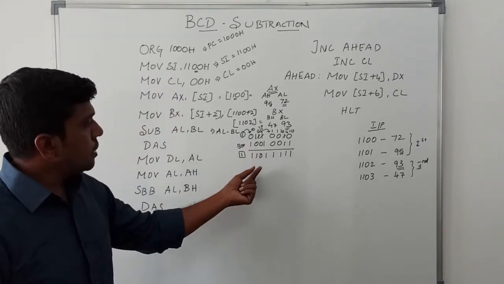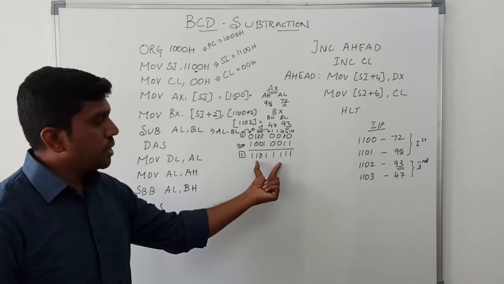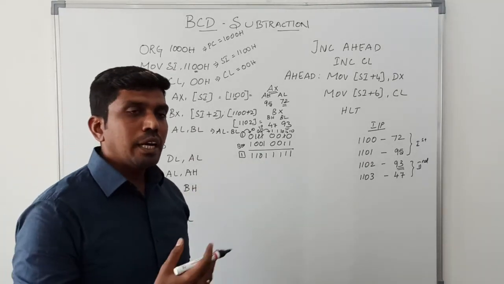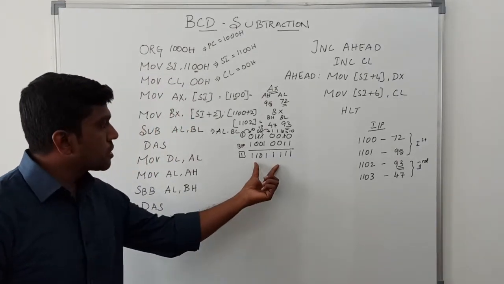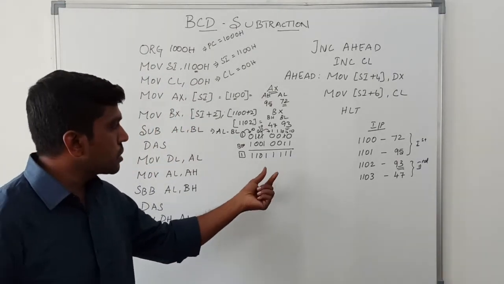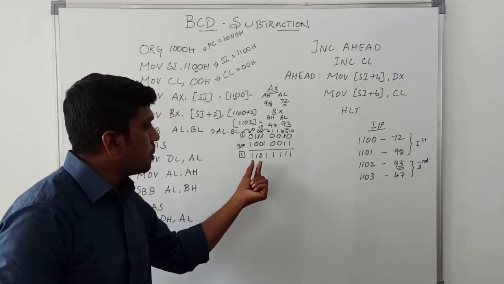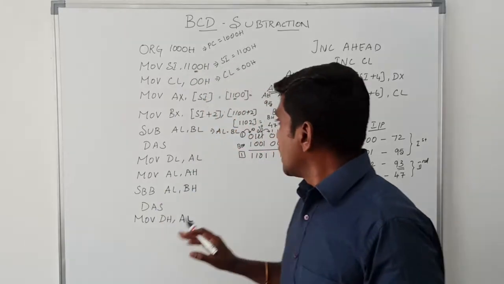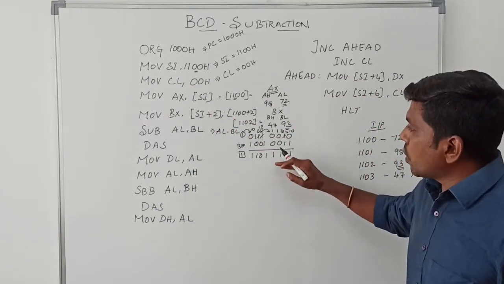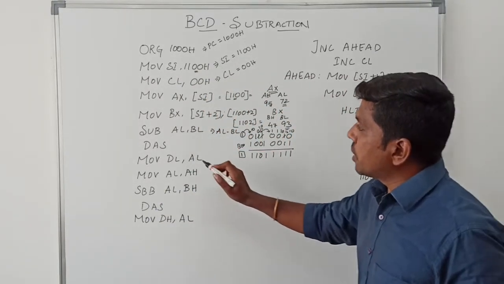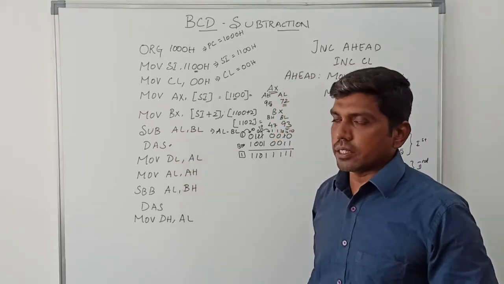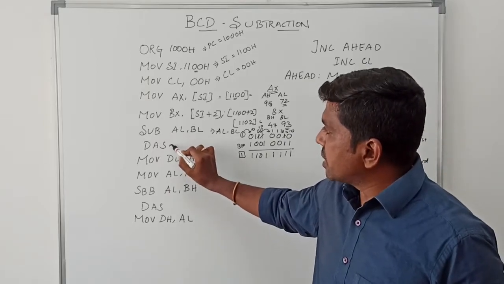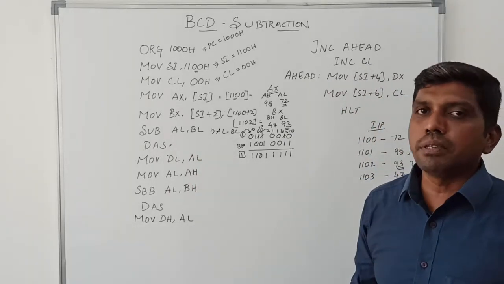So after subtracting, you can get the 8-bit result. Just check whether the result is a valid BCD number or an invalid BCD number. So this result is an invalid BCD number because both the lower nibble and the higher nibble are greater than 9. Greater than 9 means it's an invalid BCD number. If you want to convert it to a valid BCD number, you can use the instruction DAS, decimal adjust after subtraction. After execution of this instruction, you can get the valid BCD number.